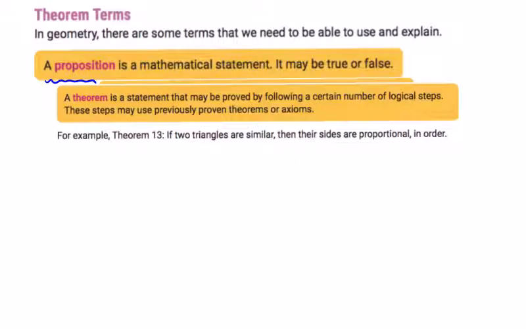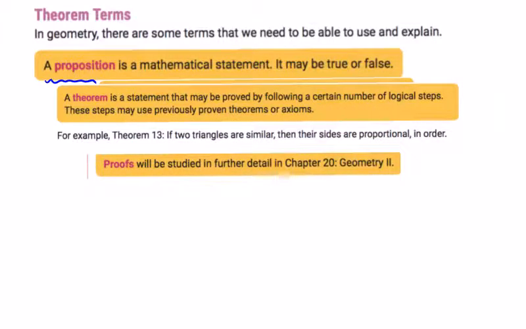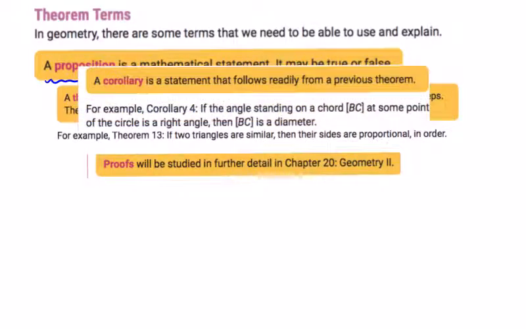A theorem is a statement that may be proved by following a certain number of logical steps. These steps may use previously proven theorems or axioms. And theorem 13, if two triangles are similar then their sides are proportional in order, is one of the theorems. Proofs will be studied further in geometry. We're not going to do them this early in the lessons, so don't worry too much about the proofs yet.